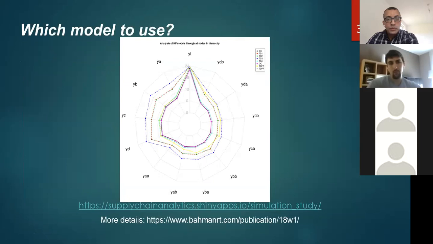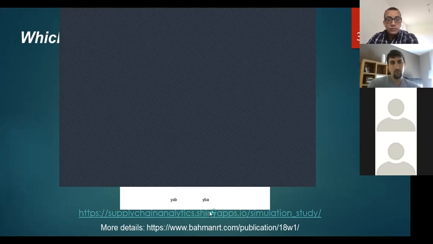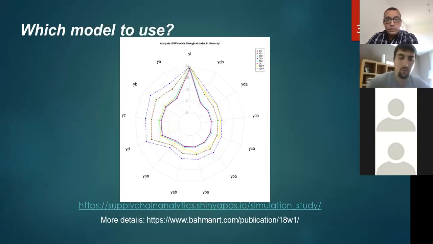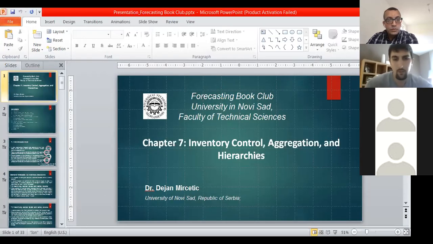Also, there is a link in this slide. I tried to make an application on the internet in order to allow comparison of different models.